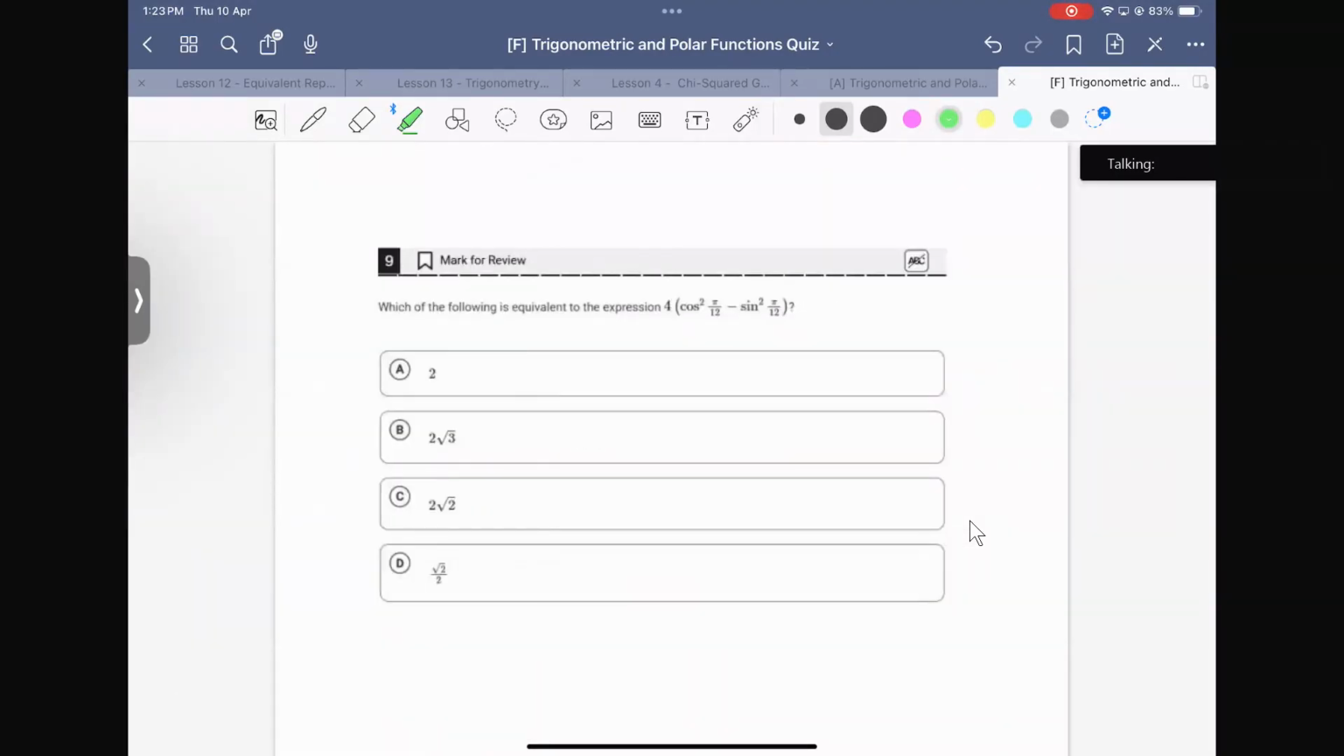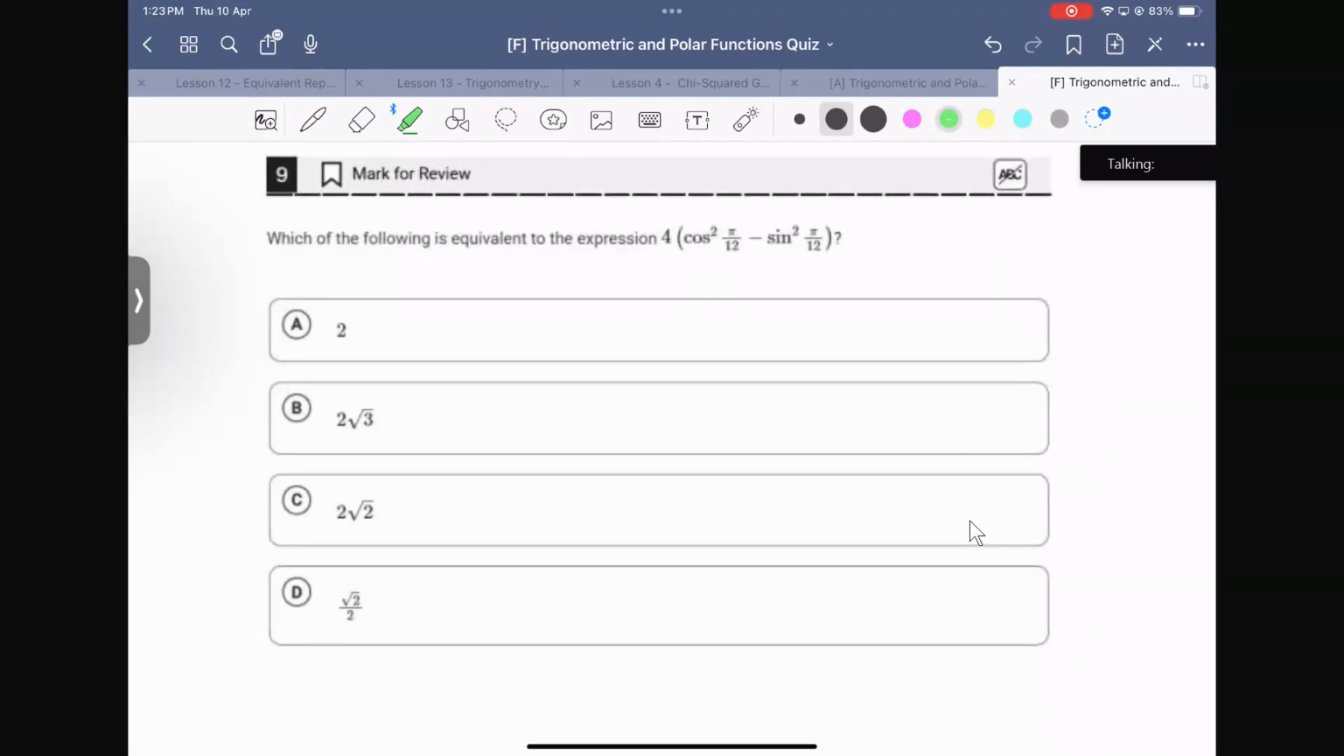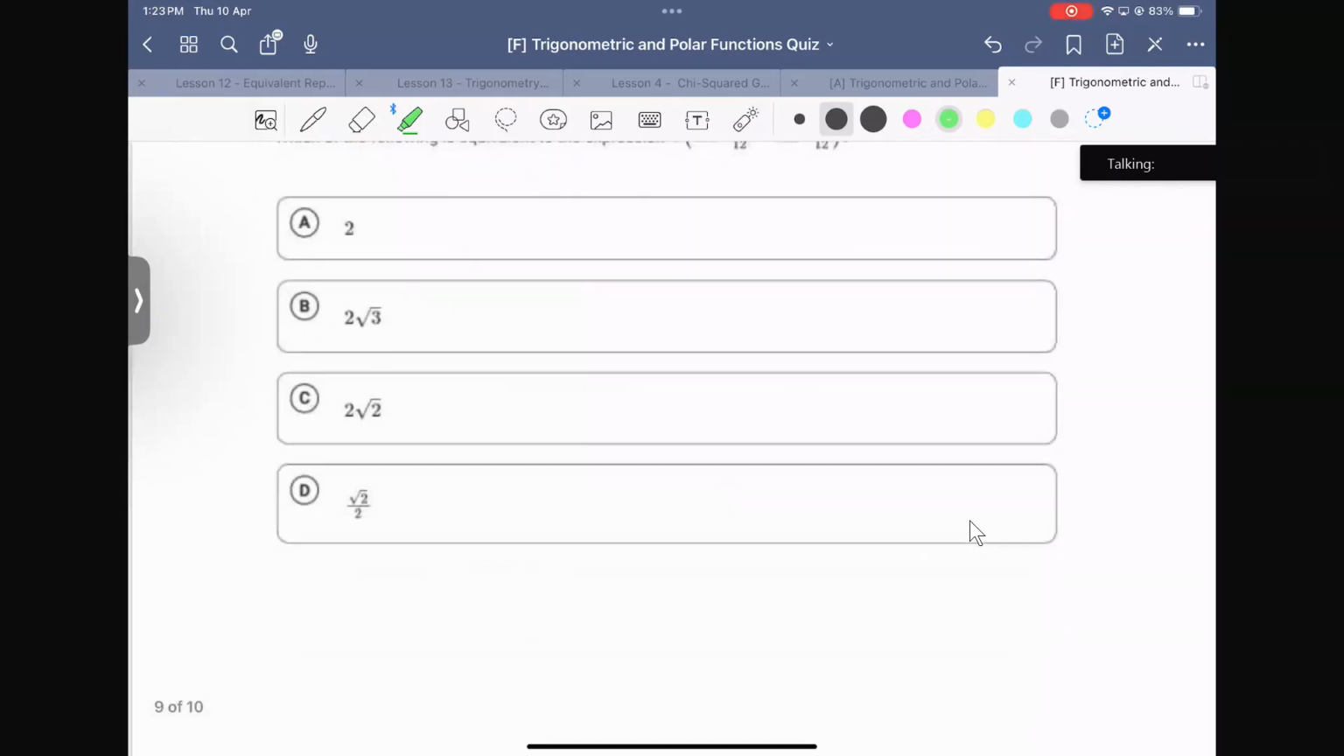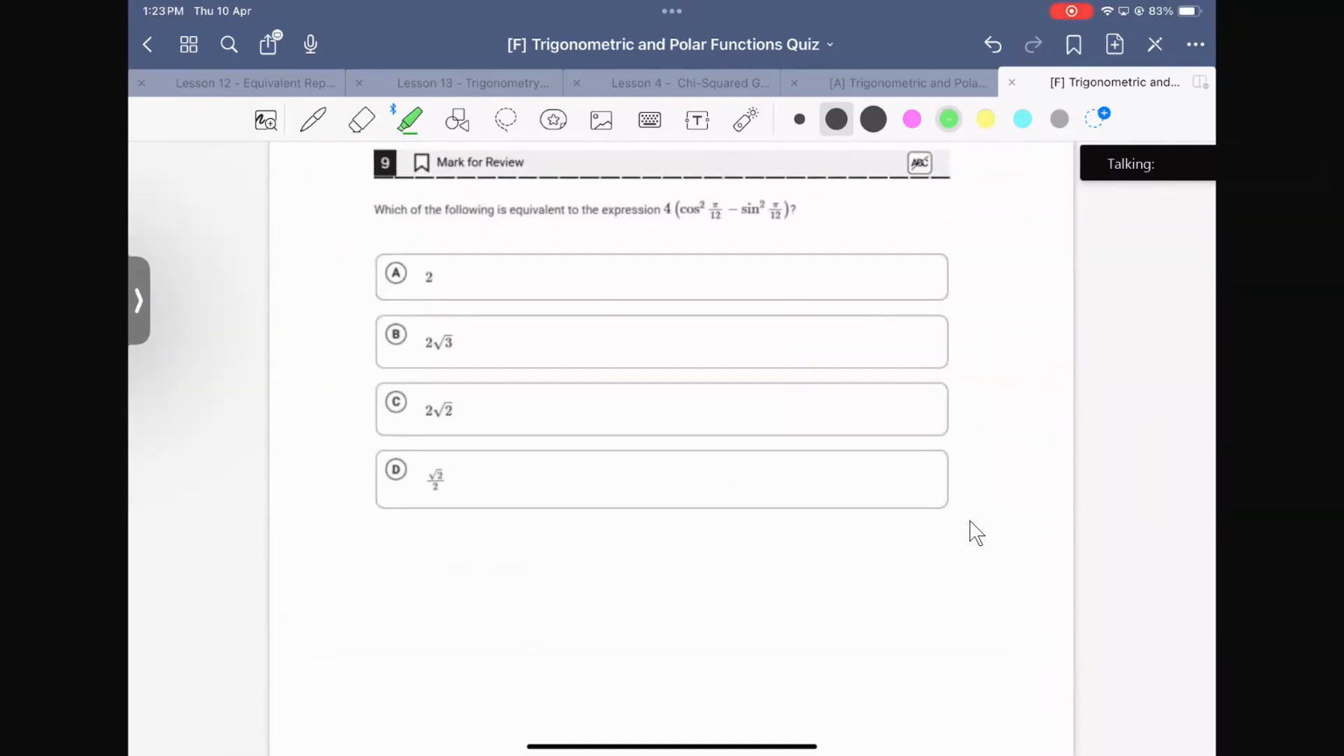Question number 9. Which of the following is equivalent to the expression? So you want to expand this using the double angle. Let's have a look.